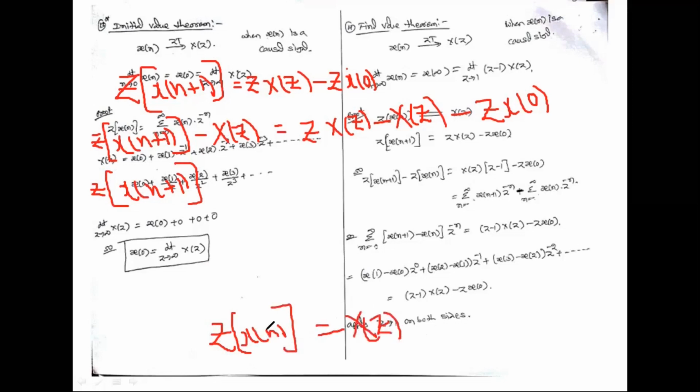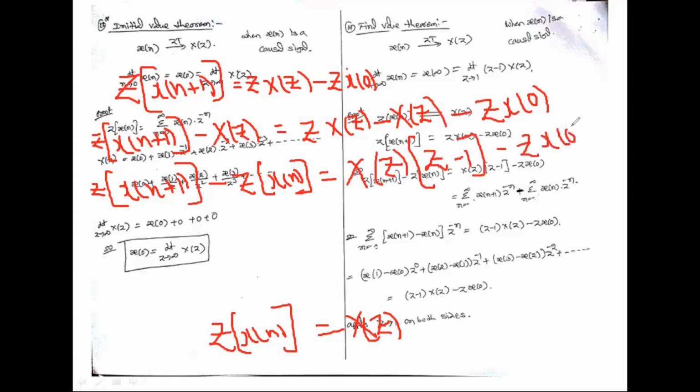Otherwise, x of n is a pair of x of z. I'm writing this x of z as z transformation of x of n is equal to, take the common here, this x of z. X of z, you can take the common. What is the multiplication factor here? Z minus 1, minus z x of 0. Got it, my students?